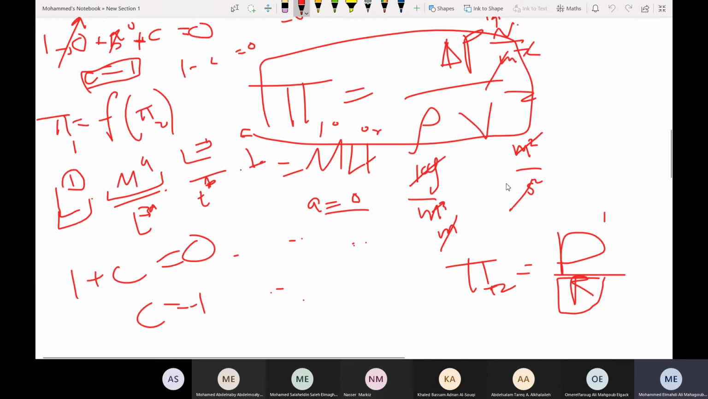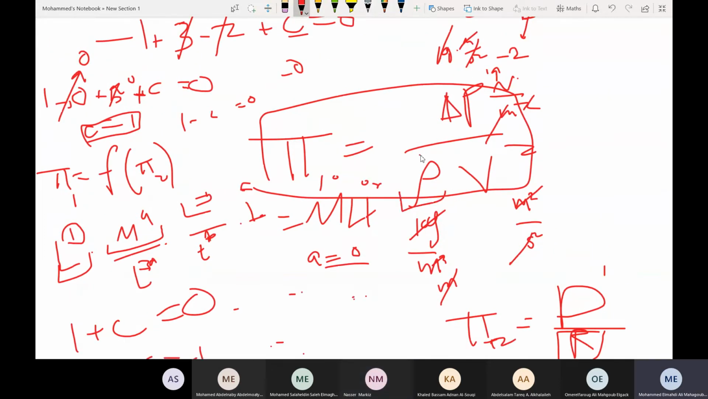Why? Because this is what's good about this type of questions: if there is a mistake, you will know it right away. You will find that your pi is not right, or it's not dimensionless. A pi should be dimensionless because it's a dimensionless number. So if you see that pi one, how did you know that it's delta p over rho v?